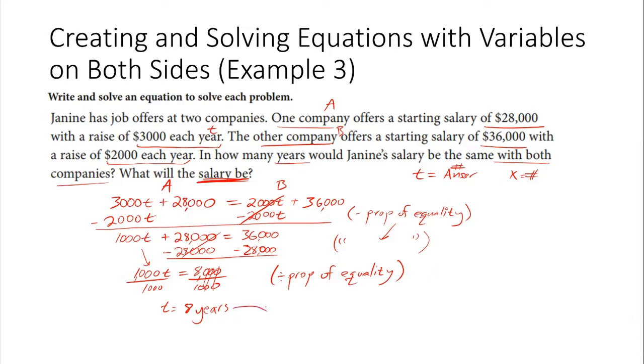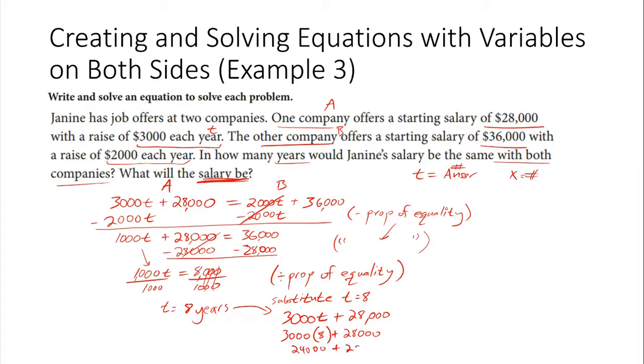All right, so if I substitute it back in, t equaling 8. Remember, company A was $3,000 per year of an increase on top of the 28,000, right? If we plug in or substitute 8 for t, it's really going to be 3,000 times 8 plus the 28k. Your calculator can do a lot of this for you. 3,000 times 8, you should get 24,000 from that.